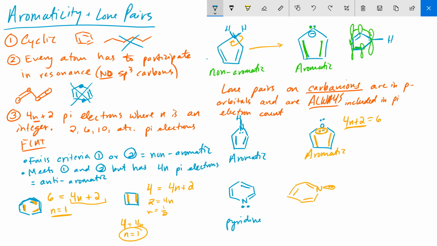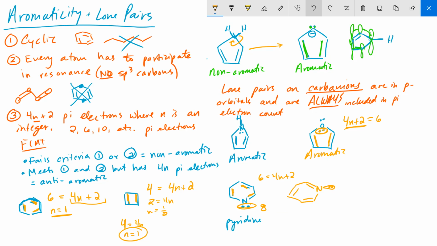Let's check it with the 4n+2 rule to get an even better understanding of why. How many pi electrons does pyridine have? 2, 4, 6. Has 6 pi electrons, which we already know solves this equation and makes the compound aromatic. What if you included this lone pair? Well, then it would have 8, which does not solve the 4n+2 aromatic equation. It solves the 4n anti-aromatic equation. So if this nitrogen were to use its lone pair in aromaticity, in the aromatic ring, it would make it anti-aromatic.